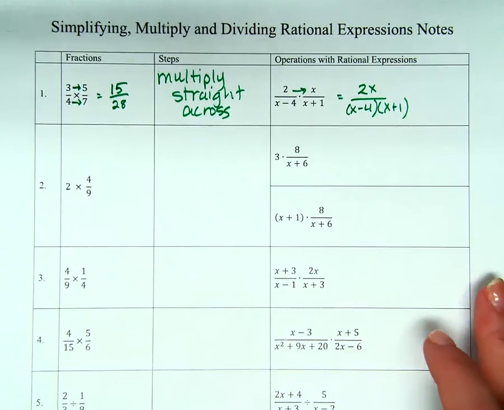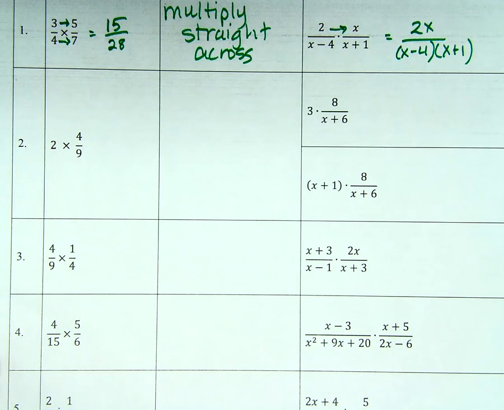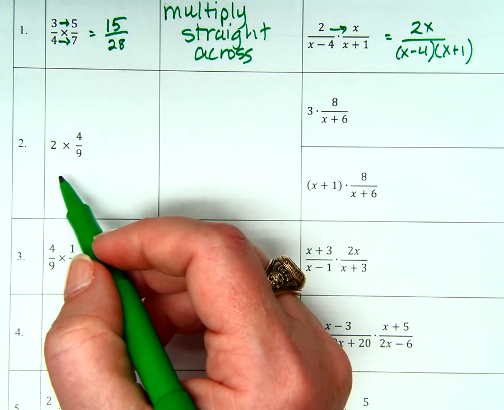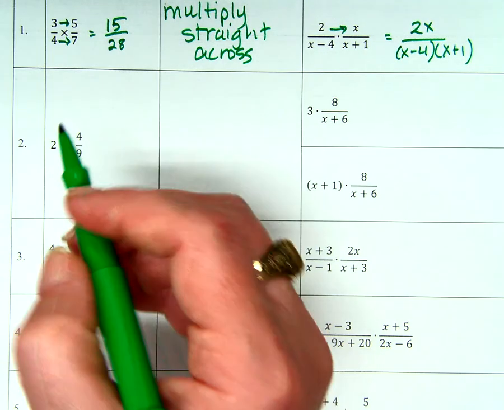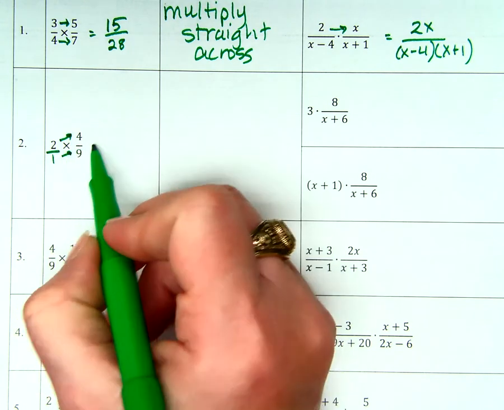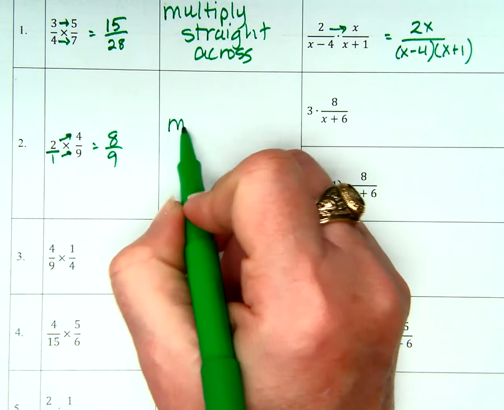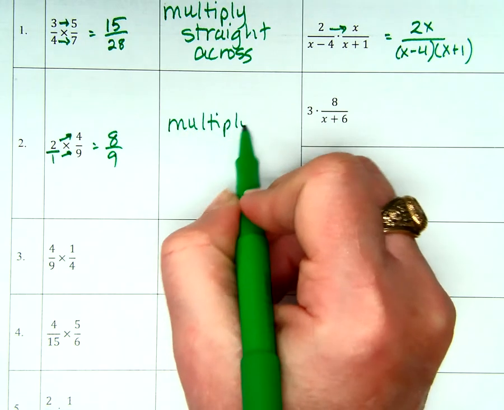Okay? Well, how is this example any different? Example number 2. How is this different? Oh, it's not a fraction? But isn't it a fraction? It's 2 over 1. So don't I still multiply straight across to get 8 over 9? Multiply straight across.